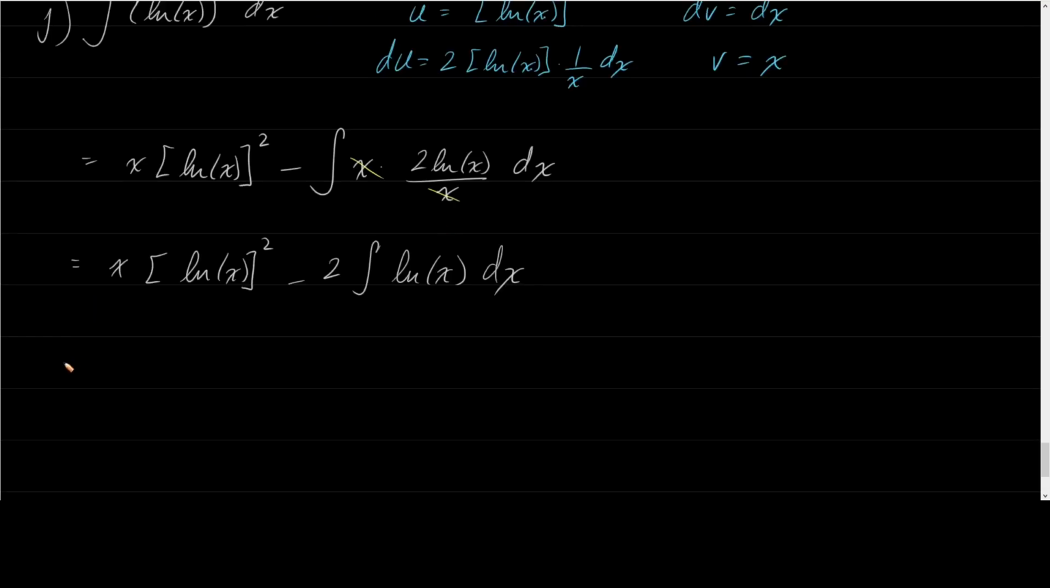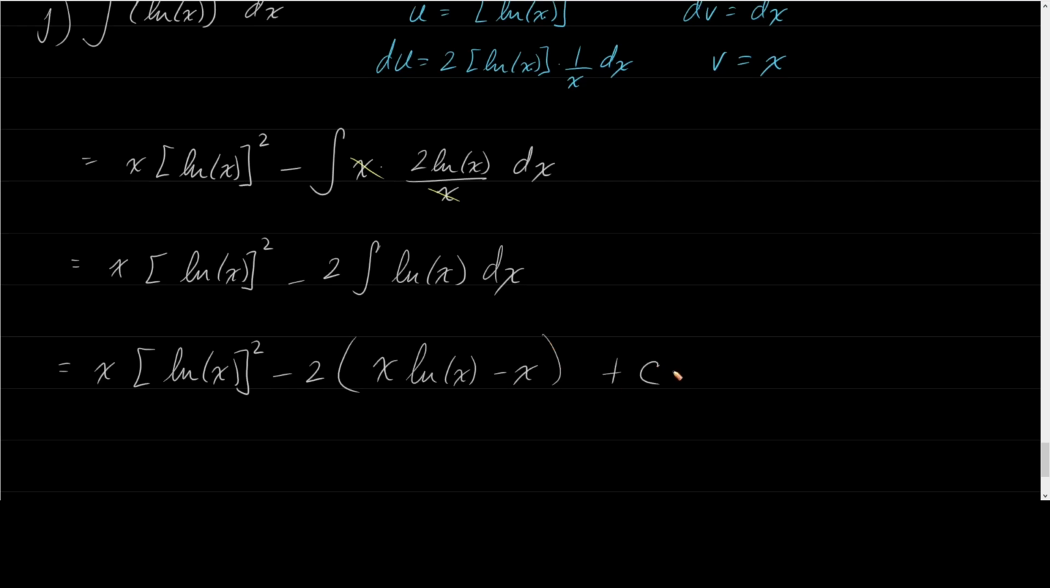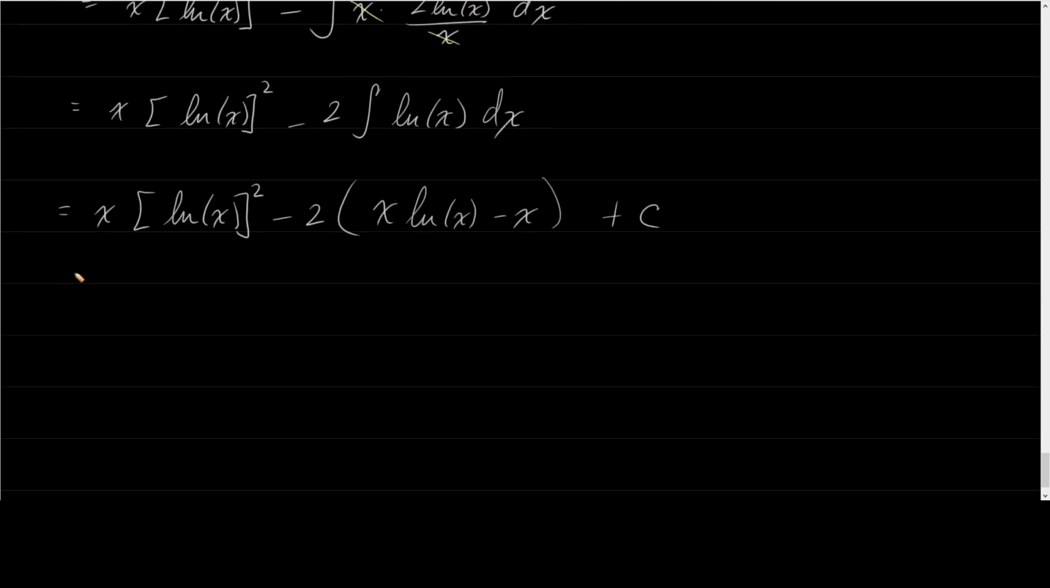So what we get now is x times ln of x squared minus 2 times the integral of ln of x. The integral of ln of x, we just saw was x ln of x minus x. And then we have that plus c. But we have to distribute this 2 too. All right? So if I distribute the 2, I end up with x times ln of x squared minus 2x ln of x plus 2x, and then all of that plus c.